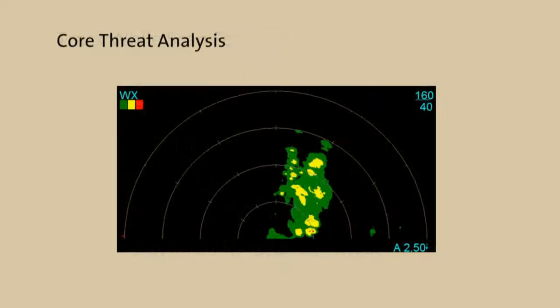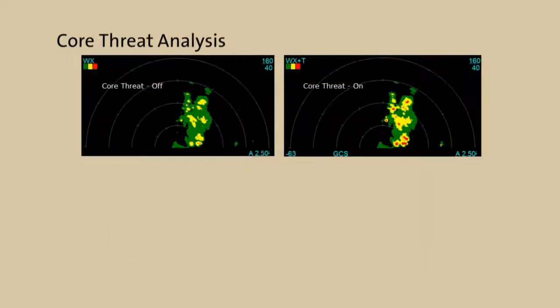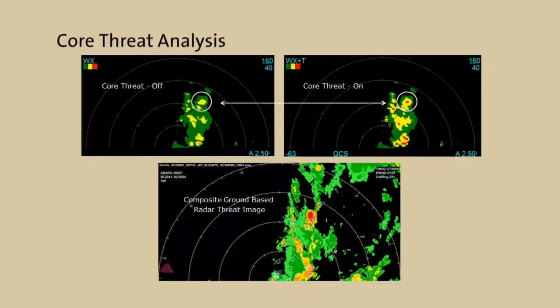A key design goal for Threat Track is to make the colors displayed on the ND more representative of the actual thunderstorm threat. When the Track While Scan technology determines that the convective activity is more intense than the precipitation level would normally indicate, Core Threat Analysis increases the color level to more accurately represent the actual threat. When compared with this ground-based radar threat image, it can be seen that Core Threat Analysis enables a better representation of the actual cell threat. In cases where the convective activity is already properly displayed, colors are left unchanged.